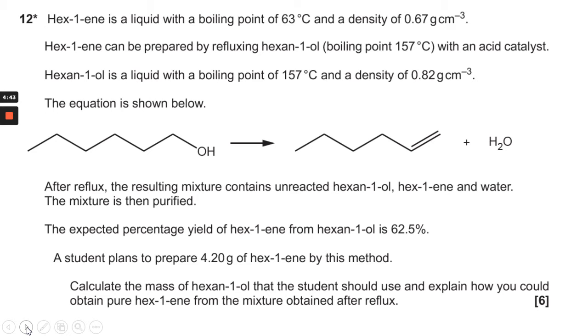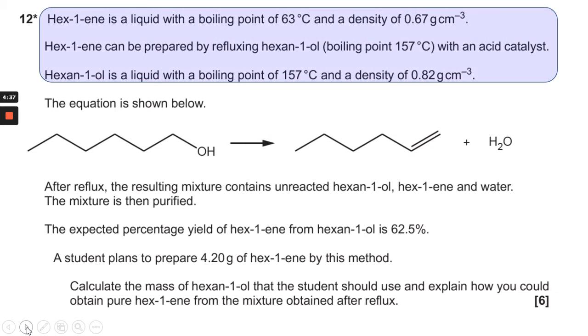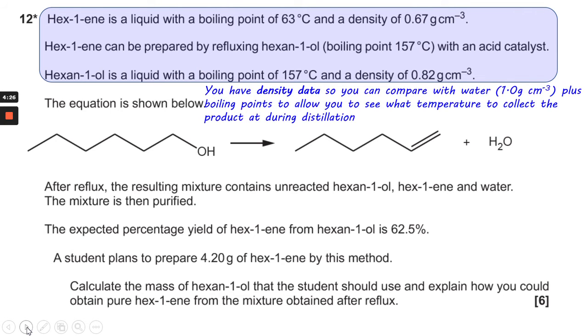So this is our question, and there's quite a lot of information it gives us, so we need to think for a moment about what the information is there for. So the first thing to look at is the data that's given to us about the various liquids that we're dealing with. So we've got hex-1-ene and we've got hexan-1-ol. So they give us density data so we can compare them with water. We need to do that when we're thinking about separating them out.